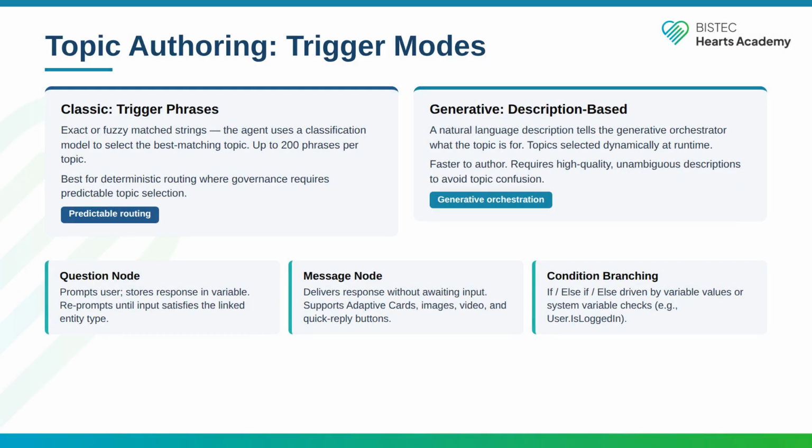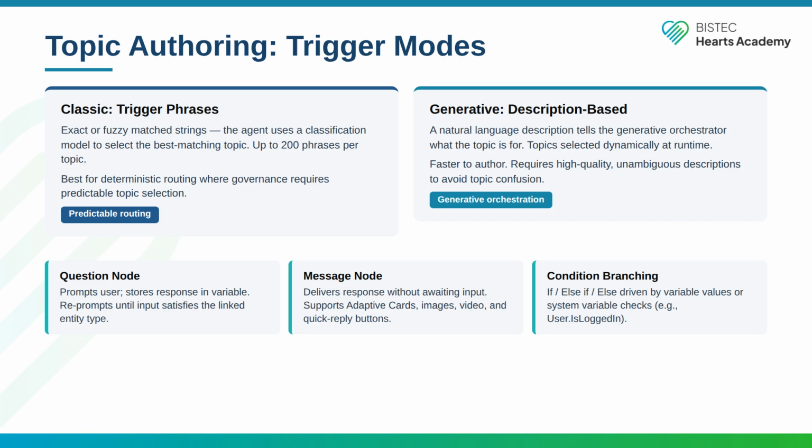When a user sends a message to an agent, the agent must decide which topic to invoke. There are 2 fundamentally different models for that decision. Classic trigger phrase mode uses a classification model. Each topic in your agent is configured with up to 200 trigger phrases, exact or fuzzy match strings. At runtime, the classification model selects the best matching topic.